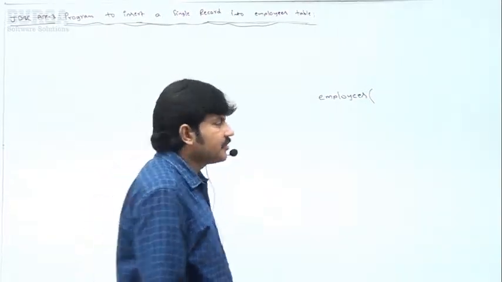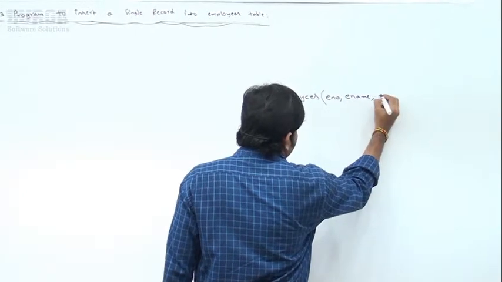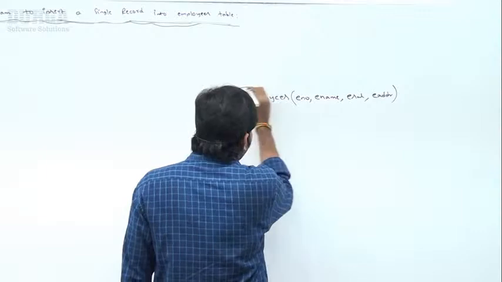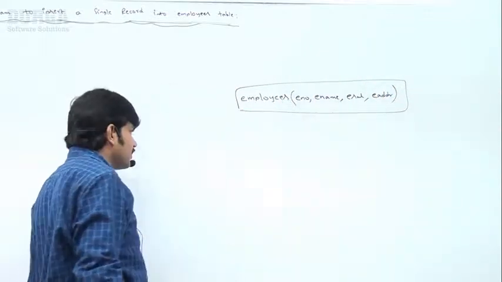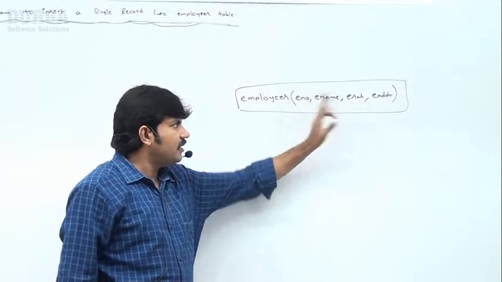The employees table contains these 4 columns: eno, ename, esal, and eaddress. Can I spell them out? Eno, ename, esal, and eaddress.